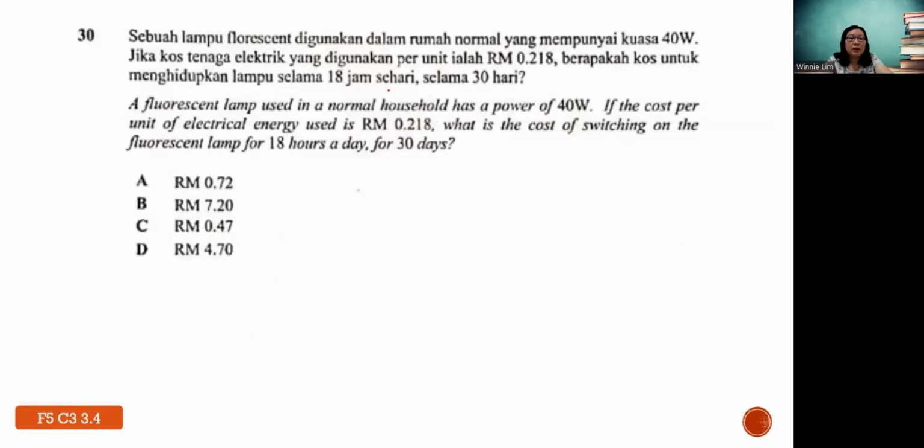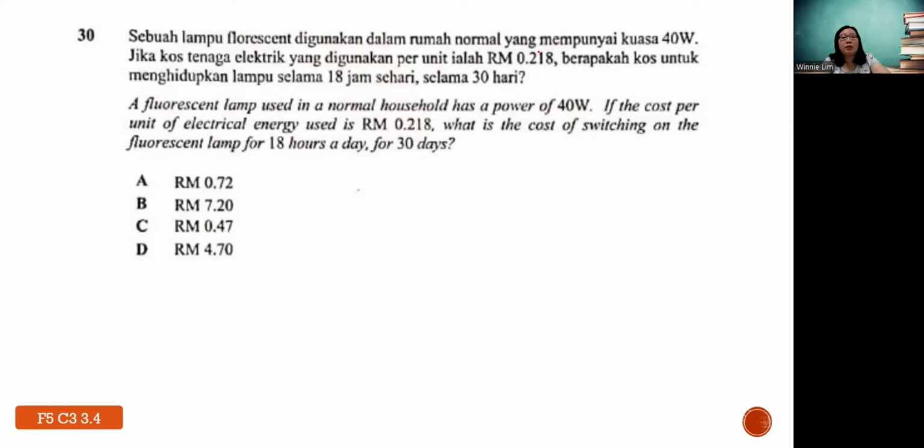30. A fluorescent lamp used in a normal household has a power of 40 watt. If the cost per unit of electrical energy used is 0.218 ringgit, what is the cost of switching on the fluorescent lamp for 18 hours a day for 30 days?